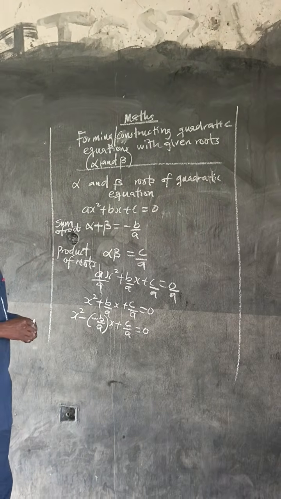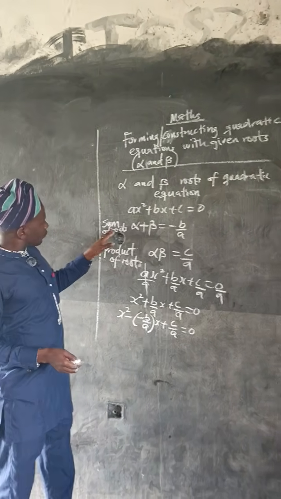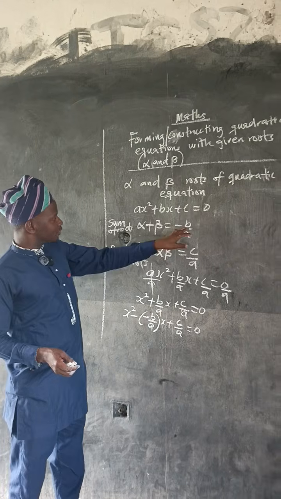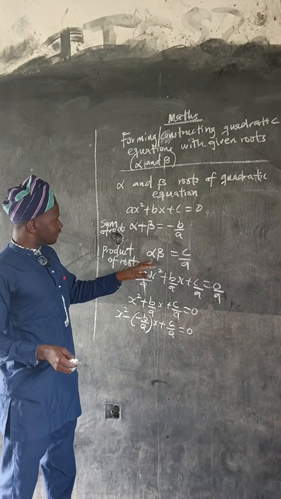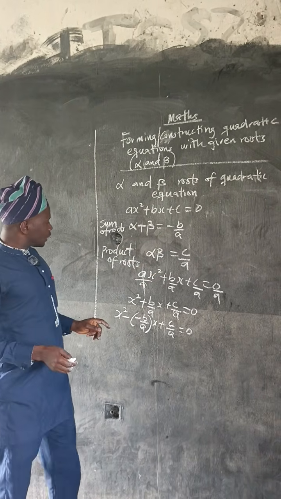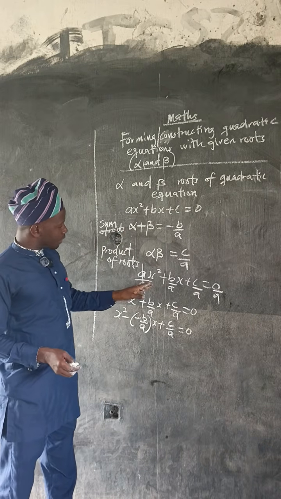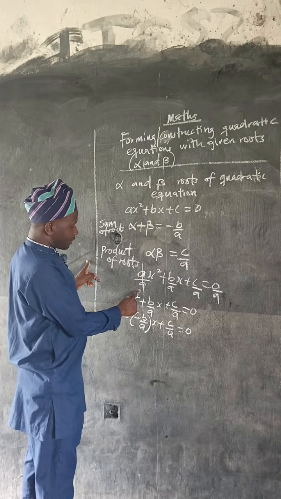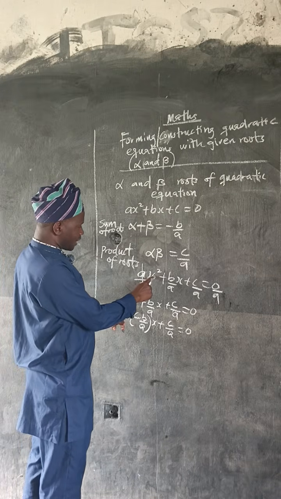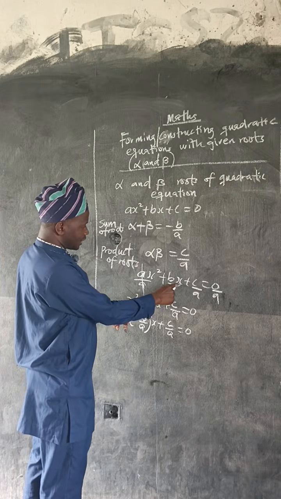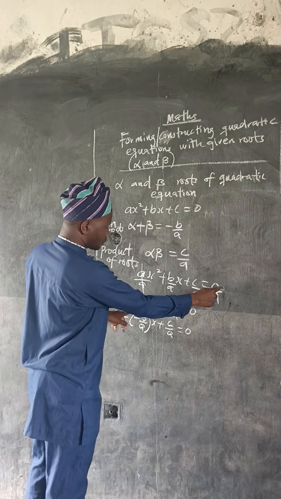So now what we have is the sum of the roots to be minus b over a, and the product of the roots, which is alpha beta, to be c over a. Now from this equation, we are to divide through by a, which we have done. So when we divide through by a, this a will cancel a, we have x squared left plus c over a equals 0 over a.